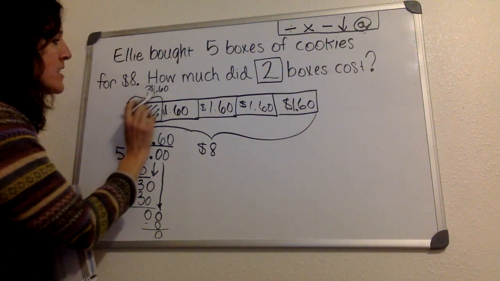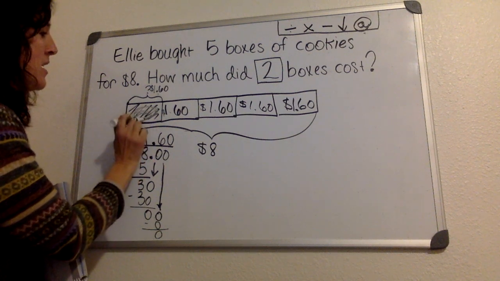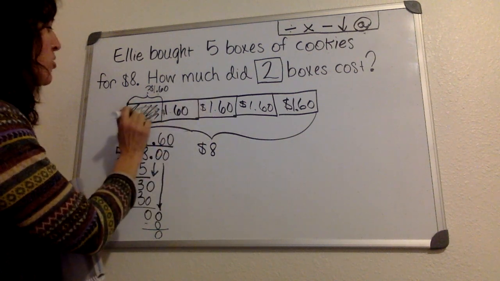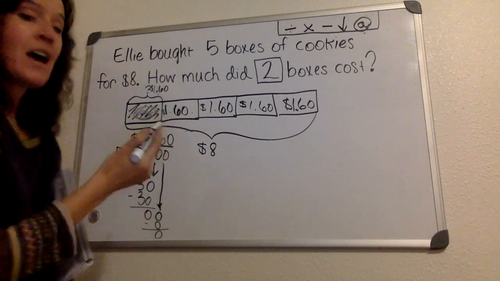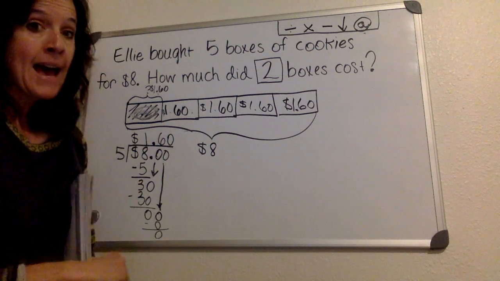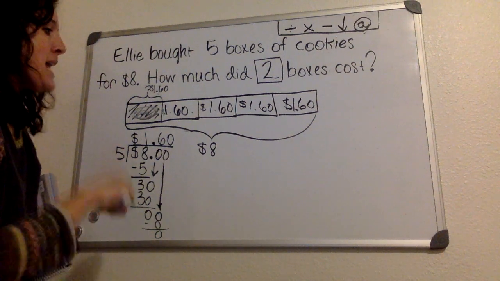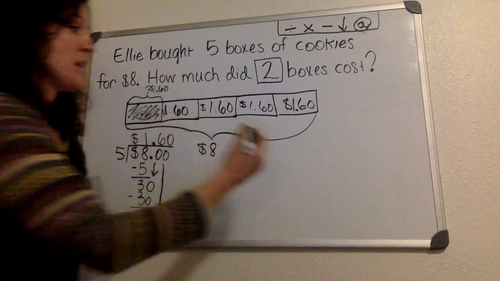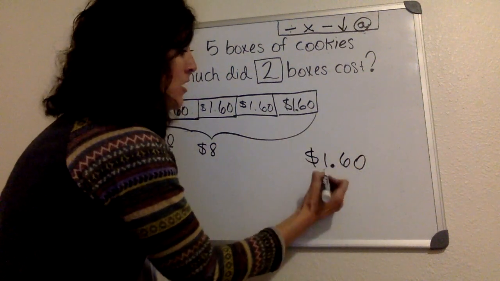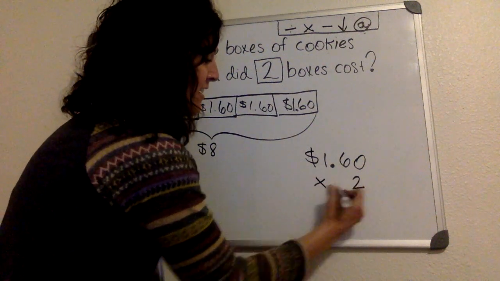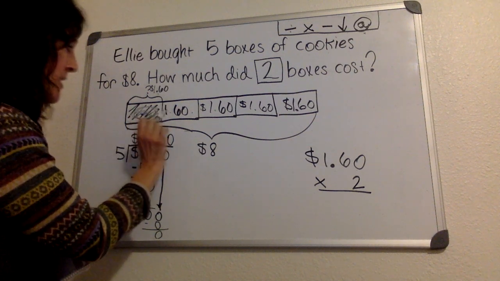Okay, this $1.60 is just for 1 box. I want to know how much 2 cost altogether. So for that, I could do 2 different things, right? I could add $1.60 plus $1.60, or I could multiply. And just for fun, let's multiply because we need to know how to multiply our decimals for our little test. Okay, so we have $1.60 times 2 boxes.